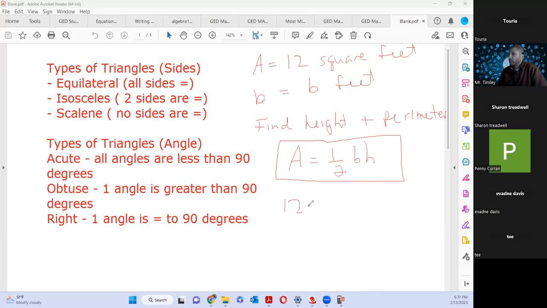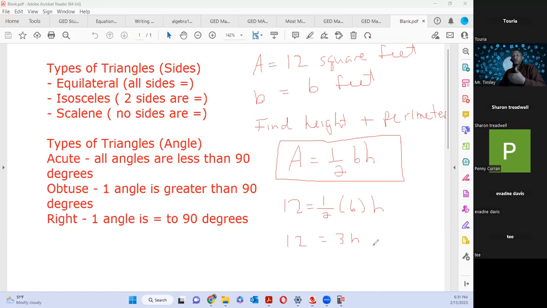12 equals 1/2 times the base times the height. We do know the base and we don't know the height. Does everybody understand that? What is 1/2 of 6? 1/2 of 6 is 3.